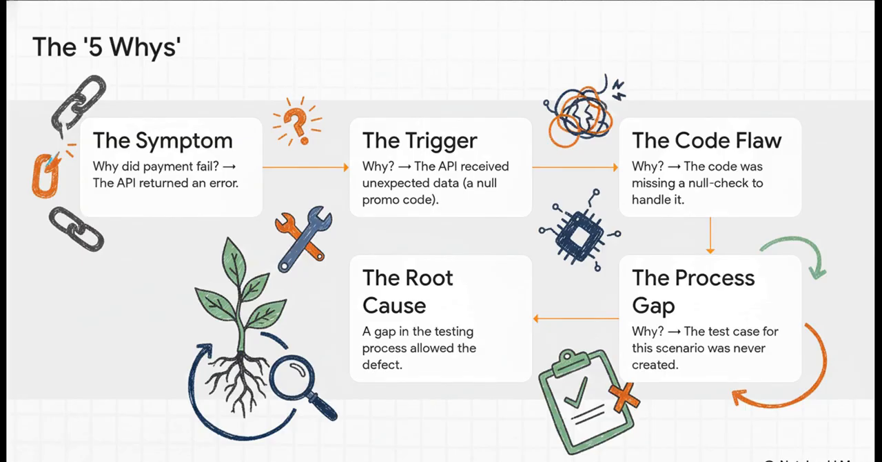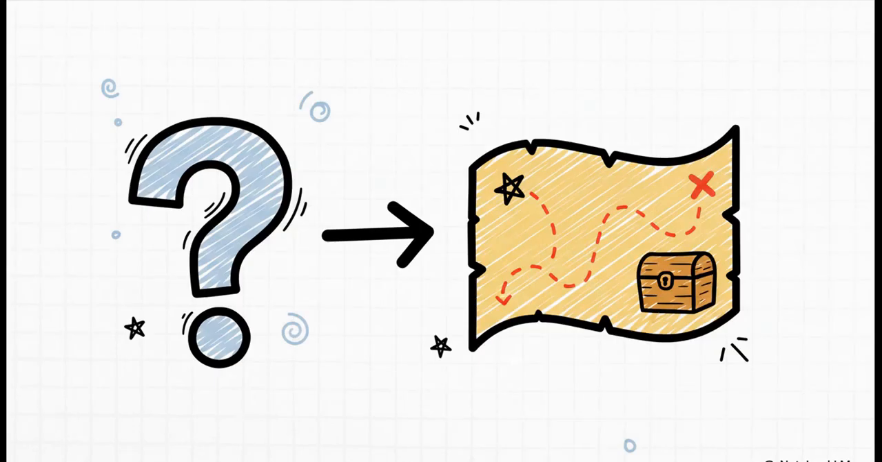See how we're peeling back the layers? By the time we get to the 5th why, we find the real culprit. A test case for this scenario was never even created. That's the root cause, a gap in our process. The 5 whys is fantastic for that kind of quick digging. It's like your go-to pocket knife. But for a more formal, complex investigation, you need more than just a question. You need a map. A map to guide you from the crime scene all the way to the solution.